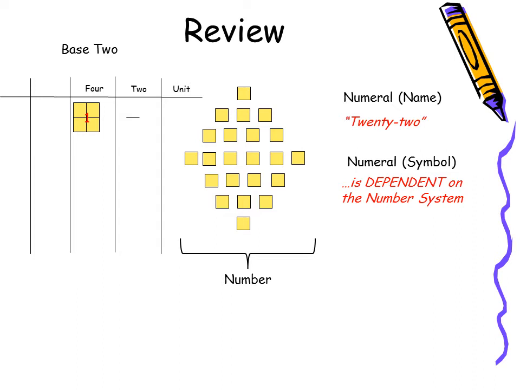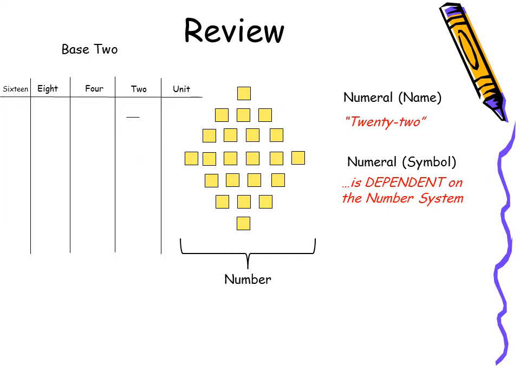I can only have 0 or 1 group of 4, so 2 groups of 4 will be my next place value, which is 8s. Same with 8s. I can have 0 or 1 group of 8, but I can't have 2 groups of 8 because there's no such digit in base 2. As soon as I have that, I move over to the next place value, which will be 16.